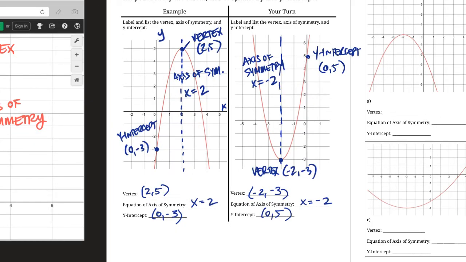So there you go. There's the solution to this. The axis of symmetry is at x equals -2. The vertex is at (-2, -3). And the y-intercept is at (0, 5).